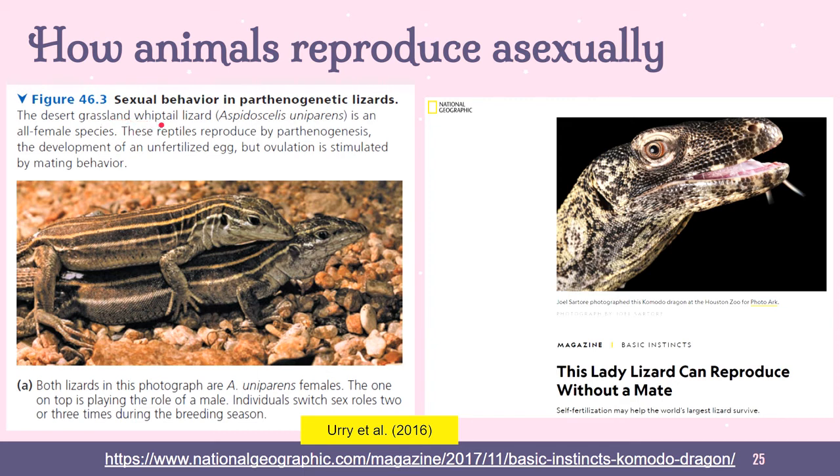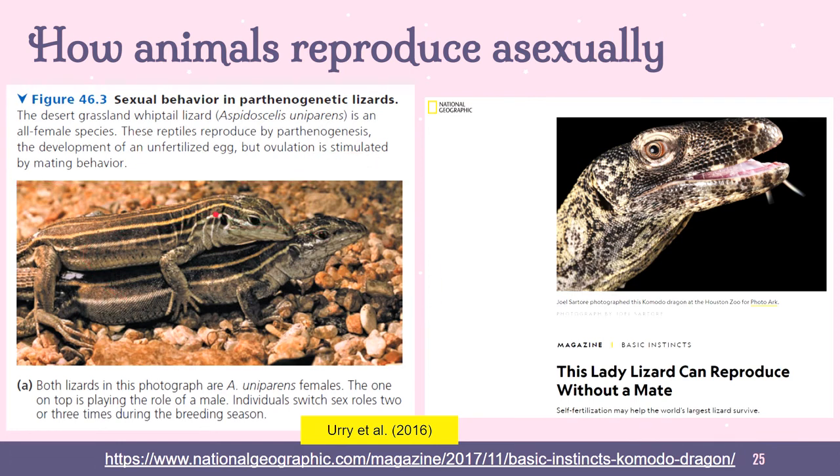the desert grassland whiptail lizard with the scientific name Aspidoscelis uniparens. This is an all-female species because they reproduce solely through parthenogenesis. They do not need a male to contribute the sperm cell. All of them can reproduce using an unfertilized egg, okay? So the ovulation of that unfertilized egg is stimulated by mating behavior, okay?